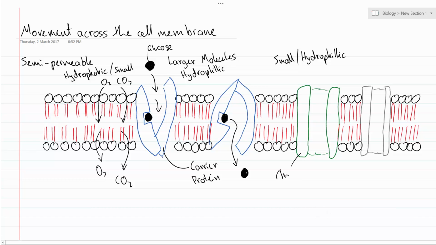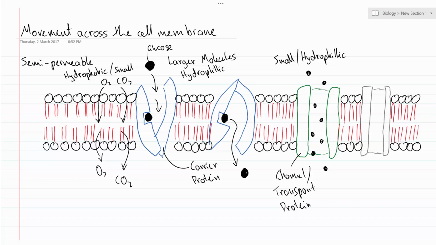So we have here a channel or transport protein. Those terms are kind of interchangeable. What will happen here is these small hydrophilic molecules can make their way through the center of a protein, which is going to have a hydrophilic environment, meaning that they don't need to try and make their way through the hydrophobic tails, and they're able to pass from outside to inside of the cell or vice versa. The last type of molecule we're going to look at are ions.